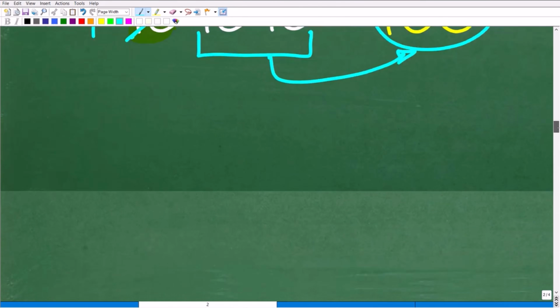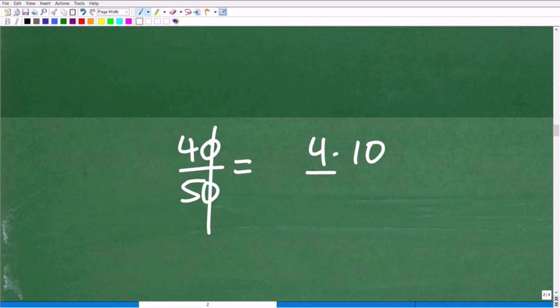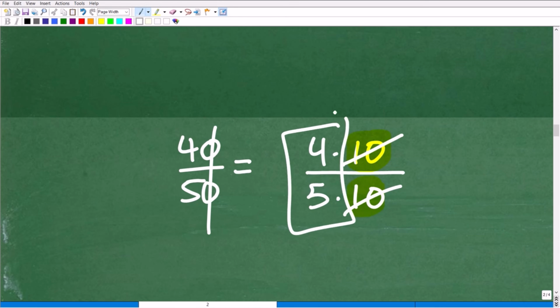So let's just take a look at one other quick example. If you have, let's say, 40 over 50, a real basic example here, right? Most people are like, oh, we just cross-cancel the zeros. Yes, indeed. But really what's going on is 40 is 4 times 10, and 50 is 5 times 10. Now, these are factors. 4 and 10 are factors of 40. 5 and 10 are factors of 50. So we're looking for like factors to cross-cancel, and whatever is left is the simplified fraction.